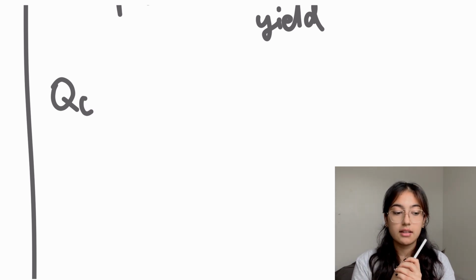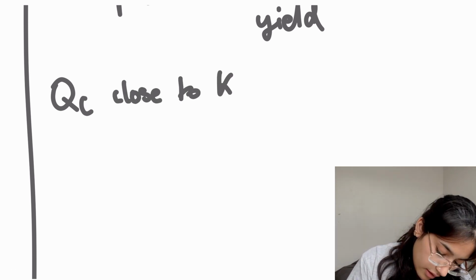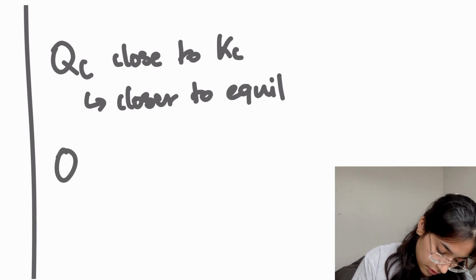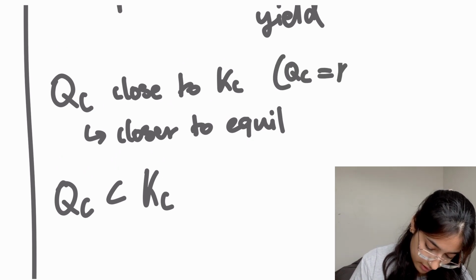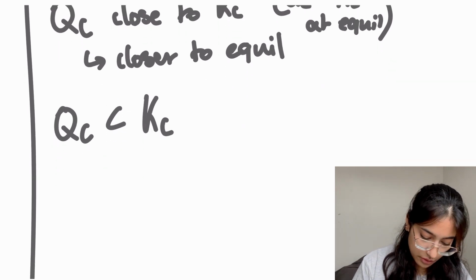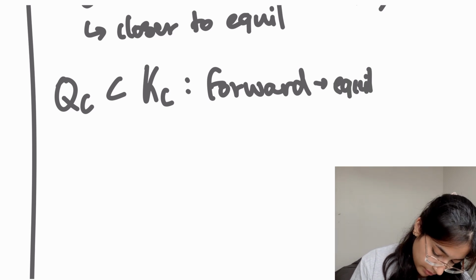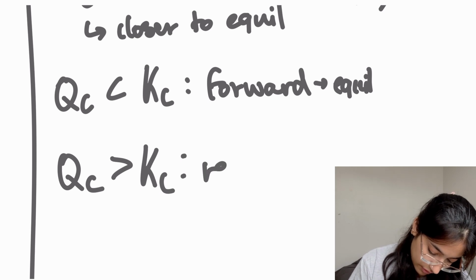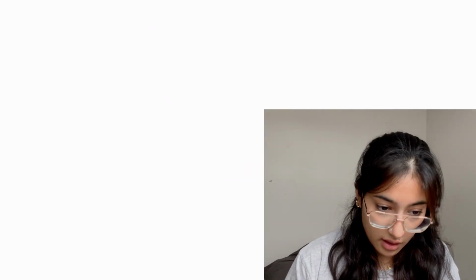And then the second thing is, it lets you predict which direction it needs to go in order to get to Kc. So if your Qc is close to Kc, let me start writing this down for you, that means it's almost at equilibrium. By the way, if it's equal, then that would mean that it is at equilibrium. Okay, and then if your Qc is less than Kc, we need to favor the forward reaction in order to get to equilibrium. And if your Qc is more than Kc, then you need to favor the reverse to get to equilibrium, because it needs to go backwards. Okay. Hopefully that makes sense.